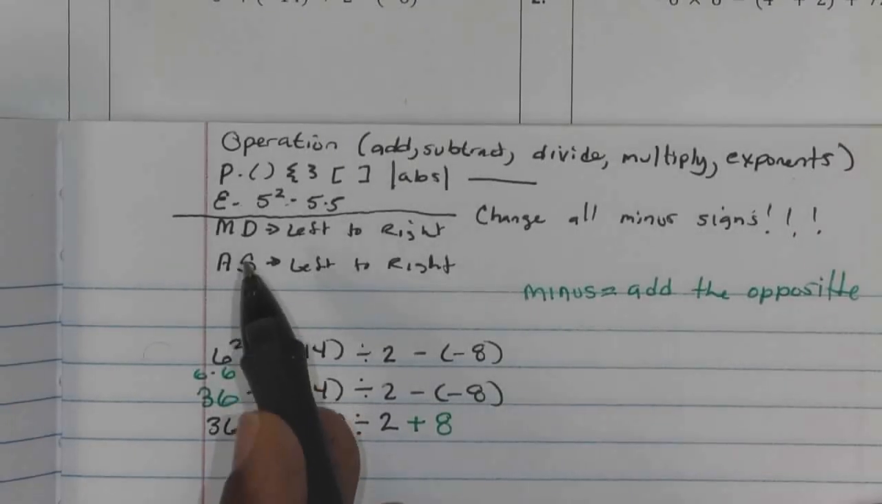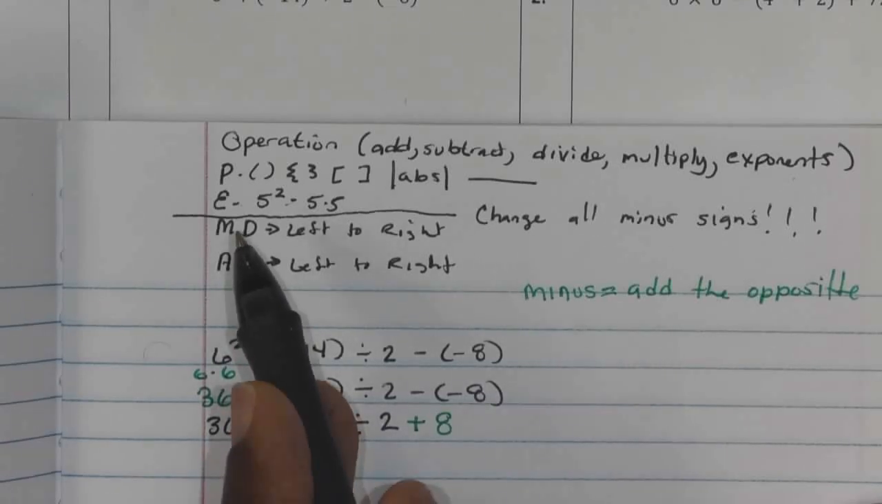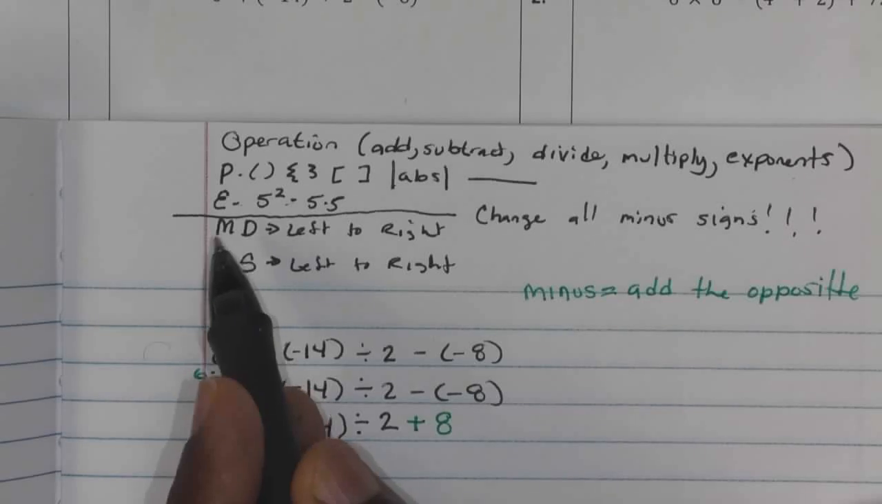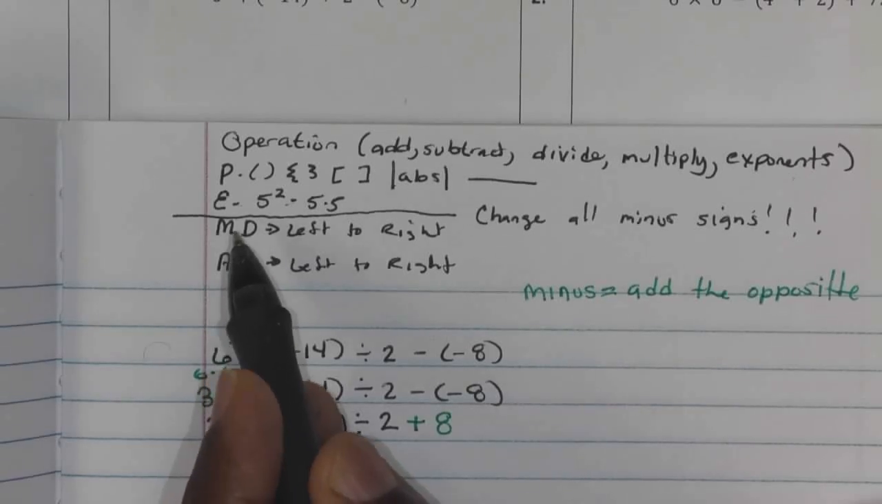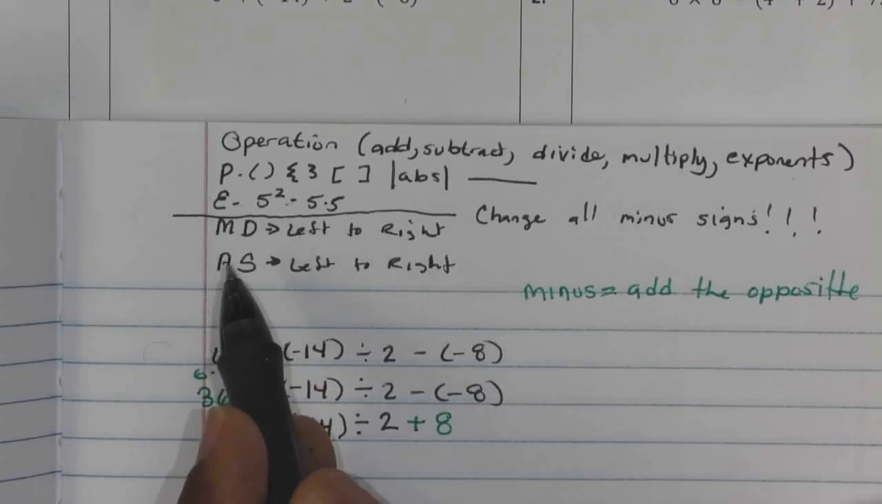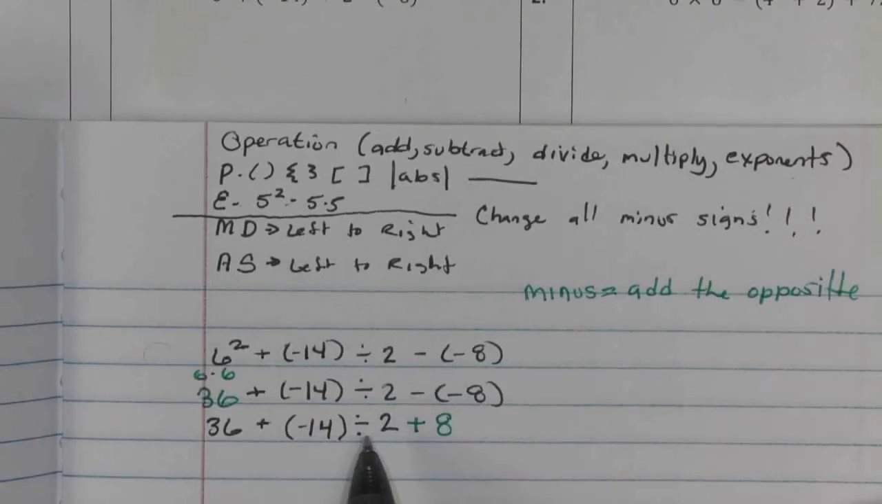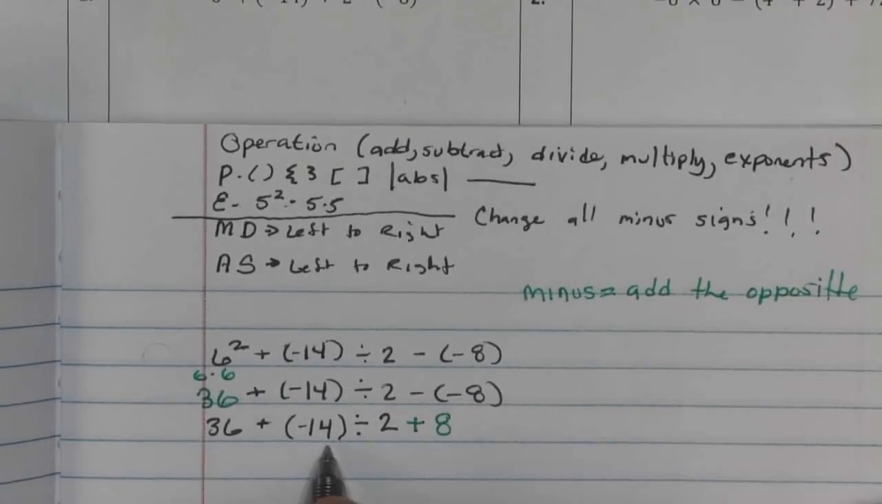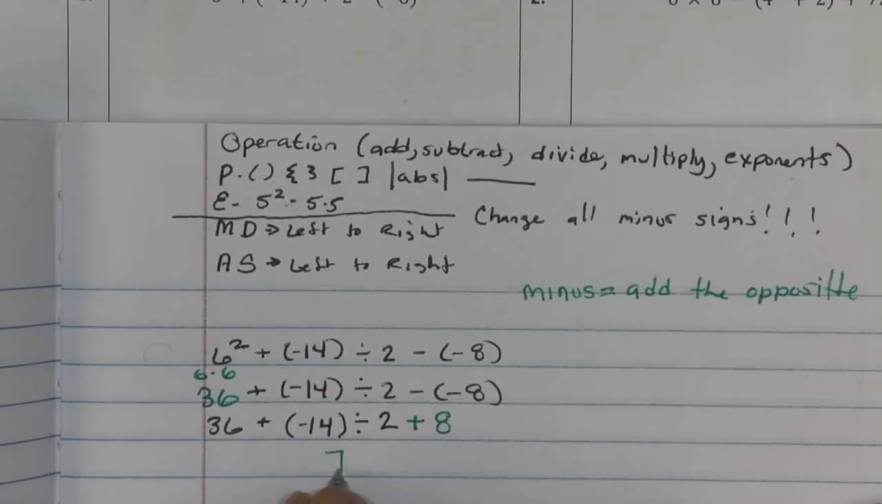If we go by the order, which one goes first? Addition or multiplication? Multiplication. Yeah, because multiplication or division always goes before addition, right? So we divide first. We say negative 14 divided by 2. What's negative 14 divided by 2? 14 divided by 2 is 7, right? We know that. But what's negative 14 divided by 2? A negative 7. There you go.